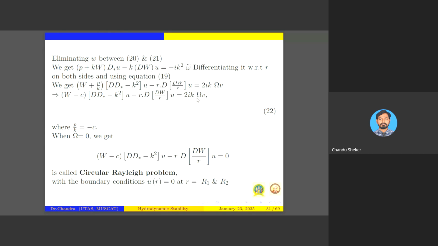But if we take rho equal to 0, we get this right-hand part equal to 0, that is (W minus C)(D star minus K square)U minus R into D of (dW by R) U equal to 0. This is called the homogeneous part, and it is called the circular Rayleigh problem, where the boundary conditions are U(R1) and U(R2) both equal to 0. So this represents the fluid flow between two concentric cylinders, but homogeneous. We worked on this and got very good results on this problem.